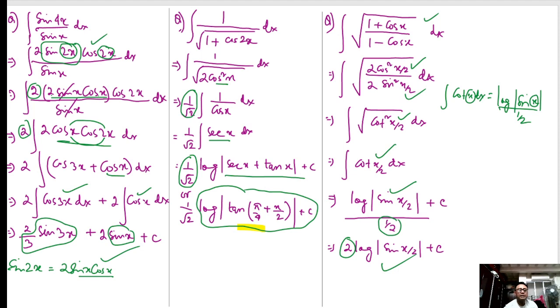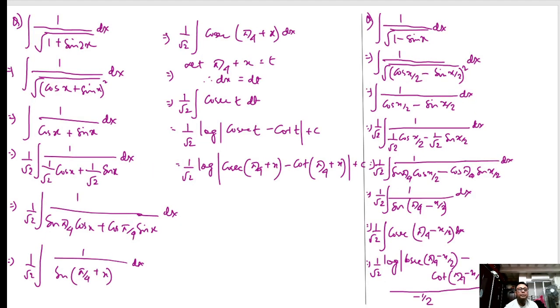Next, friends, let's see the next sum. Integration of root over 1 plus sine 2x. Now this can be written as cos x plus sine x whole square. Square and root cut. Now what are we doing? We are multiplying by 1 by root 2 outside, so we will divide by 1 by root 2 inside.